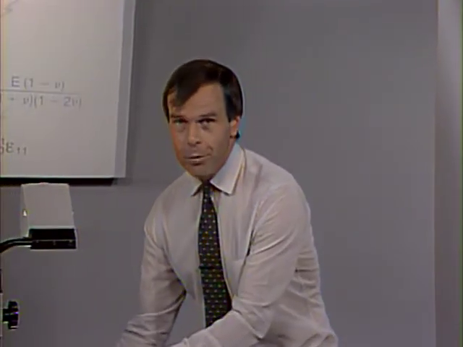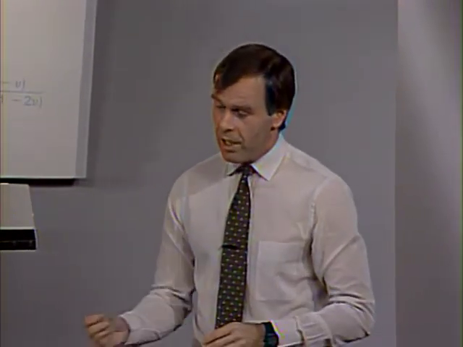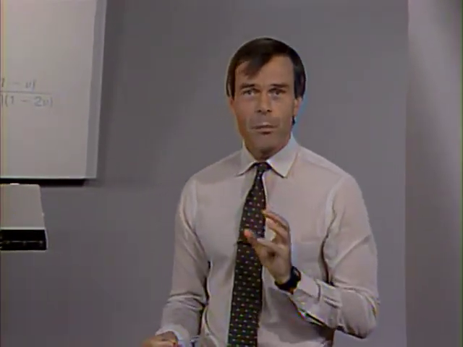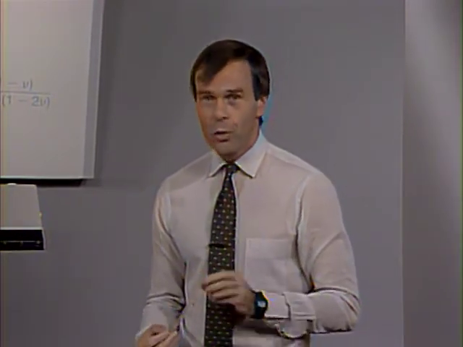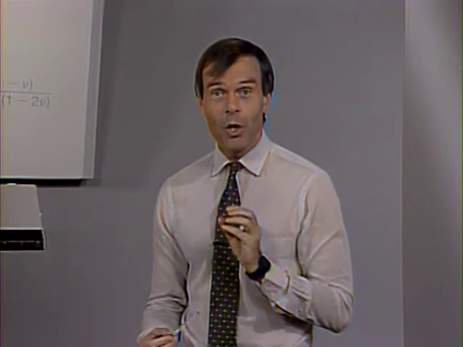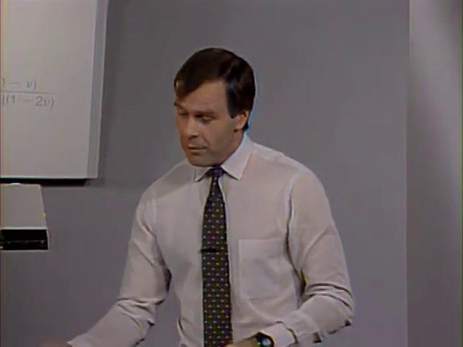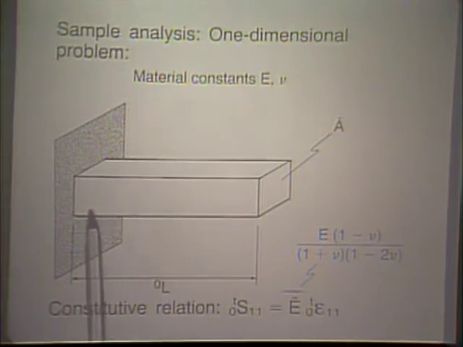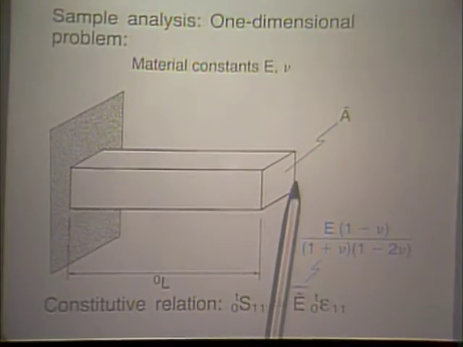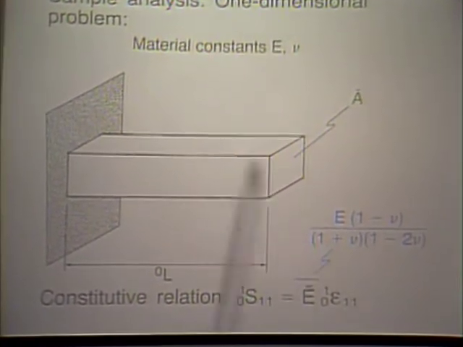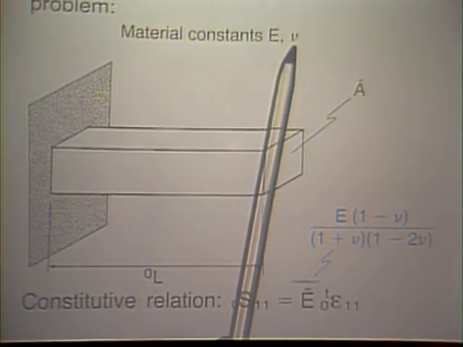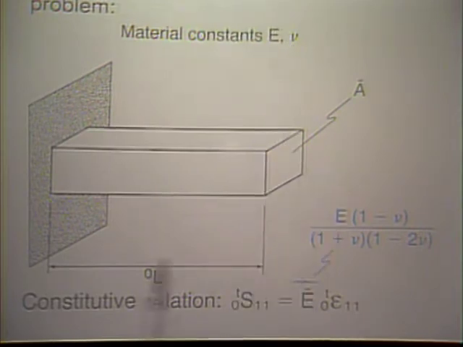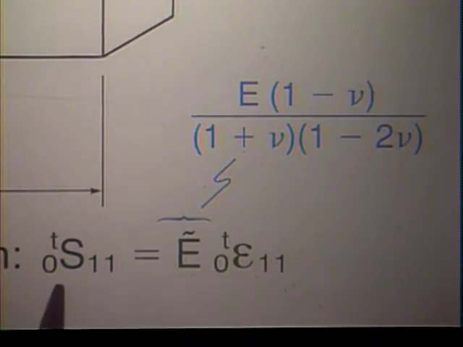Now let's look at a sample problem, a sample analysis, and I would like to choose a very simple problem to just demonstrate some of the aspects of using a total Lagrangian formulation with a constant material law. Here we have a bar with cross-sectional area A bar. We use the material constants E and nu, the ones that we are used to using in linear analysis. And we want to use this stress-strain relationship.